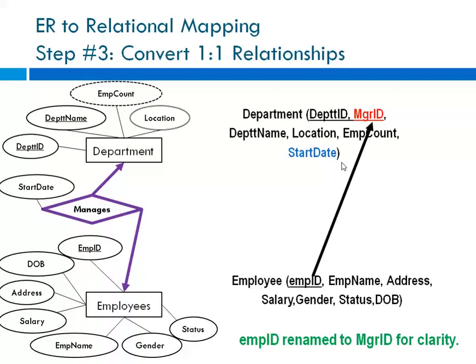So this is how you will convert a one-to-one relationship into a relational database. So how is it done? It is done by adding the start date to one of the tables, and from the other table the primary key is added as a foreign key in this table, and the combination of primary key and foreign key will make the primary key for this table.